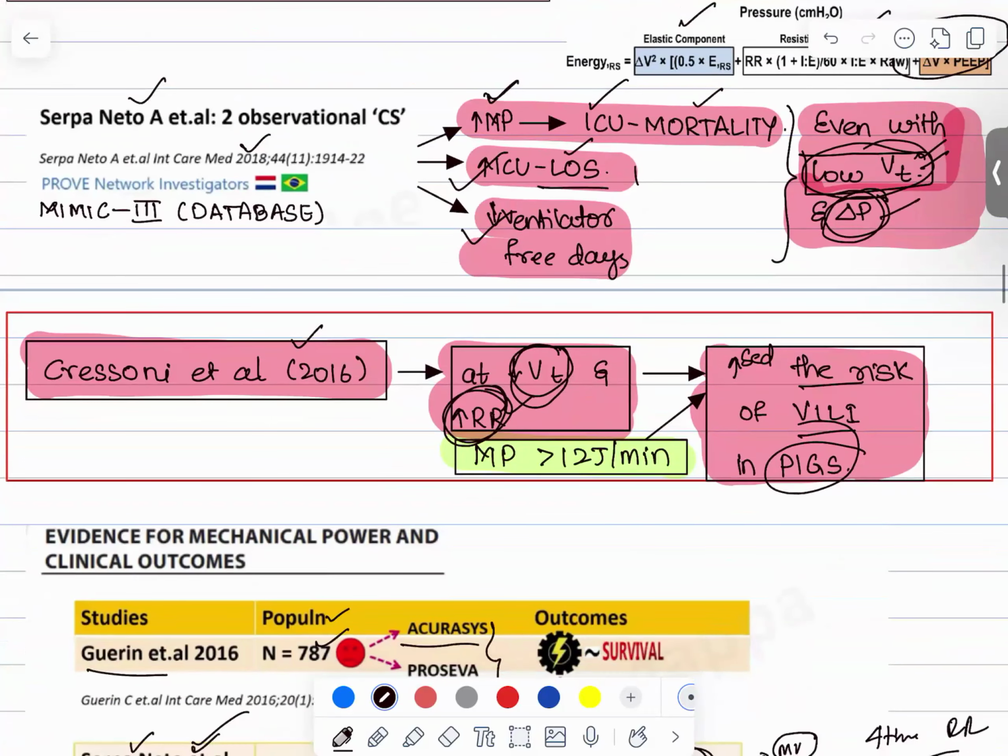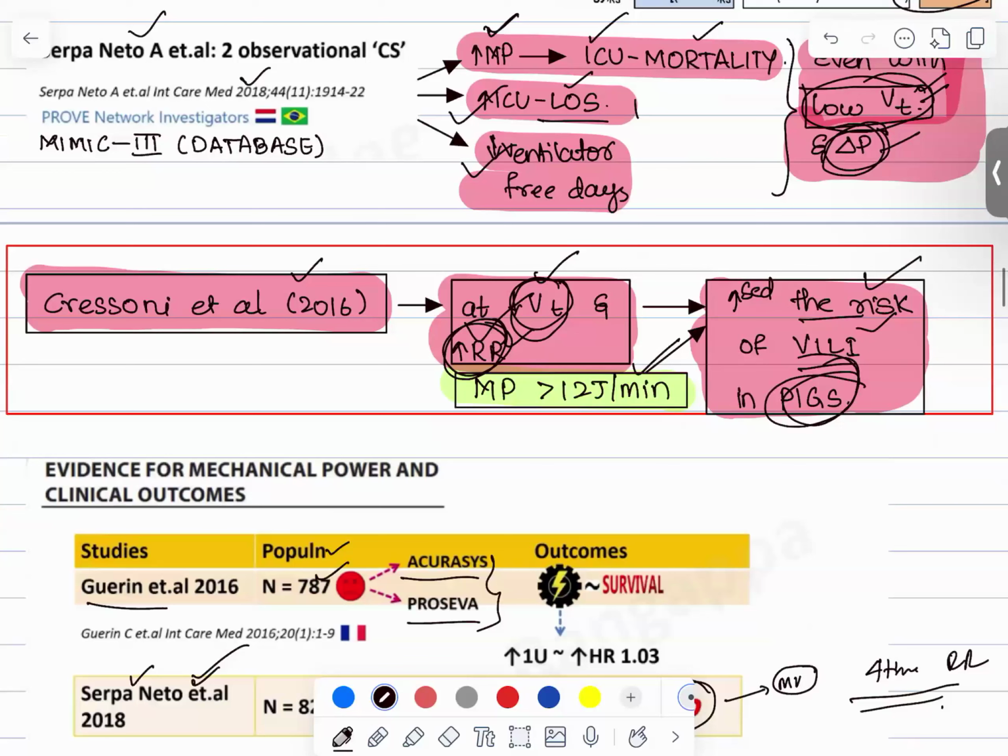Similarly, Cressoni et al. in 2016 showed that at fixed tidal volume and respiratory rate, if the mechanical power is more than 12 joules per minute, it increases the risk of VILI in piglets. So from this, we know that no single parameter alone has a bearing effect on the mechanical power. Any increase in the mechanical power per se will have a bearing on the mortality.